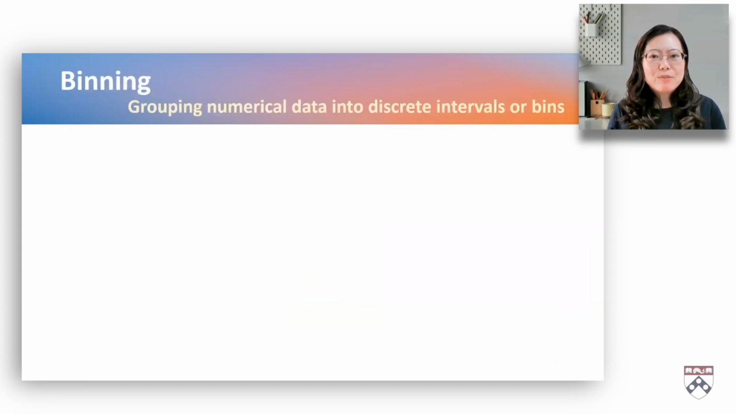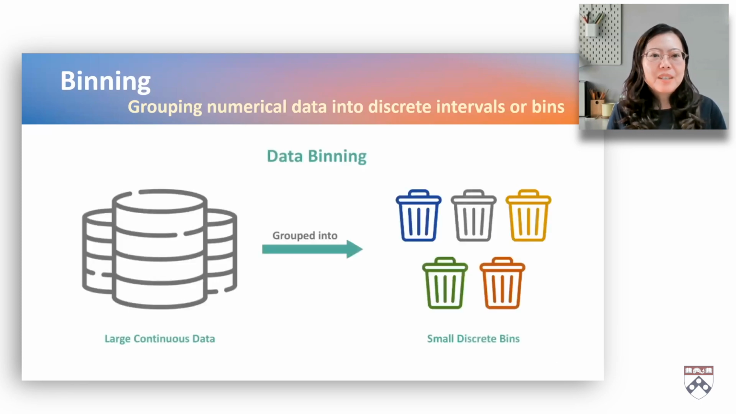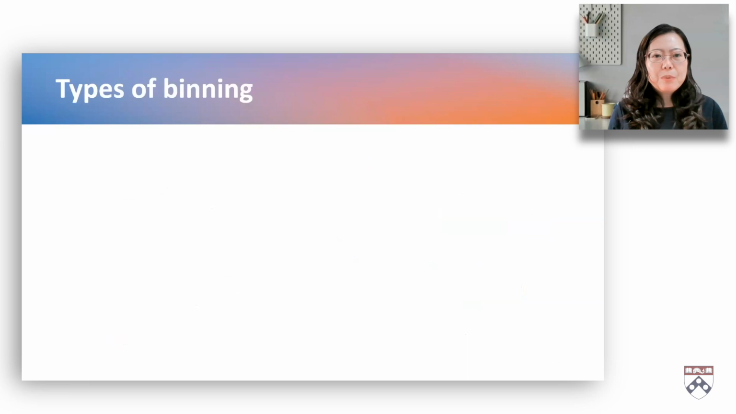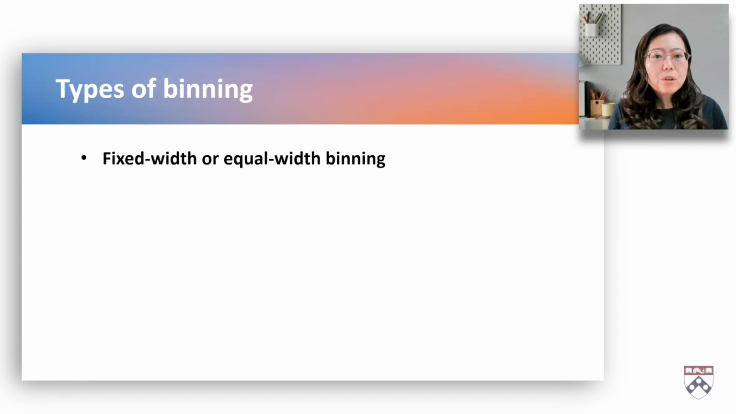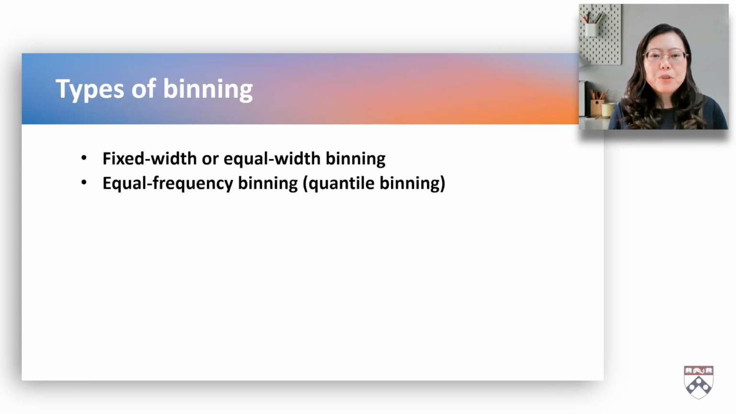Binning is a process of grouping numerical data into discrete intervals or bins. It is problematic for models if the numbers span several orders of magnitude. Outliers, skewed distribution, or sparse data with few instances in certain value ranges can impact the performance of statistical models. We'll discuss 3 types of binning: fixed width or equal width binning, equal frequency binning, and custom binning.